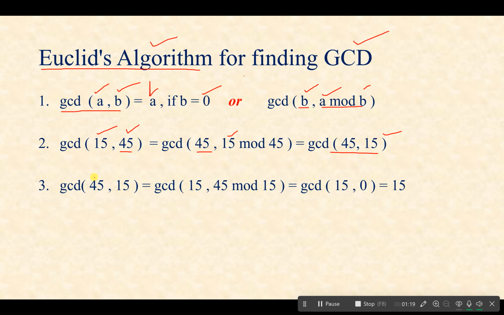GCD of 45 comma 15. In place of a we have 45, in place of b we have 15. So GCD of a comma b is equal to GCD of b, that is 15, comma a mod b. 45 mod 15, what is 45 mod 15? 0. So GCD of 15 comma 0 is, as you can see, 15. So GCD of 15 and 45 is 15.